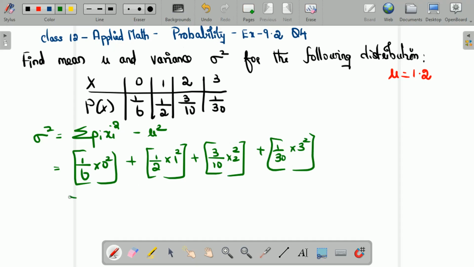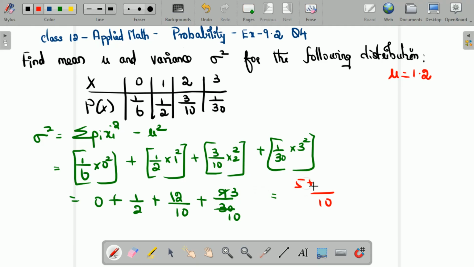So let's evaluate. 0 squared, either way this whole thing is 0, plus this will become 1 by 2. 2 square is 4, 4 into 3 is 12, so 12 divided by 10, and in the last case it will be 9 divided by 30. I'm simplifying this to 3 by 10. So now let's take an LCM for this. So LCM is going to be 10 here, so this is 5 plus 12 plus 3. So this is going to be equal to 20 by 10, which is equal to 2. So this is just the value of this.